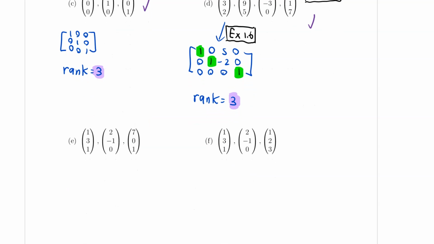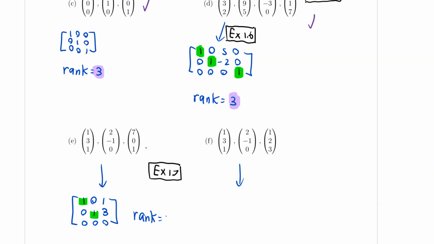Now let's take a look at the last 2. We have already found the reduced row echelon form for the matrix formed by putting these 3 vectors together in example 1.7. Let me write down what we got from there. For the first one, the reduced row echelon form is 1, 0, 1, and then 0, 1, 3, and then all 0. So I have 2 leading 1s. The rank is going to be 2, and this is not enough. So these 3 vectors altogether will not span R^3.